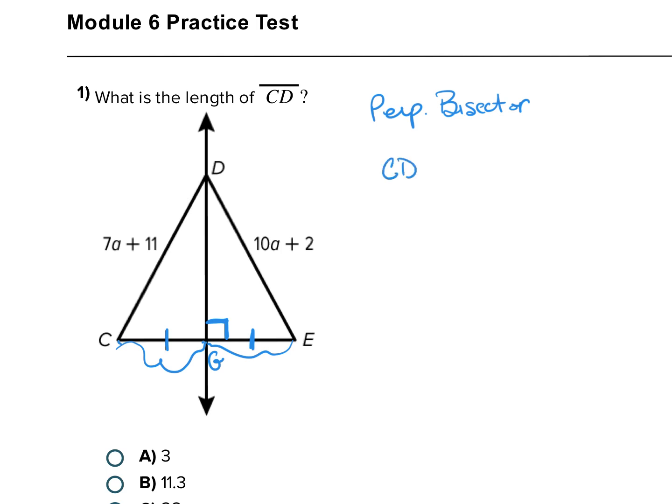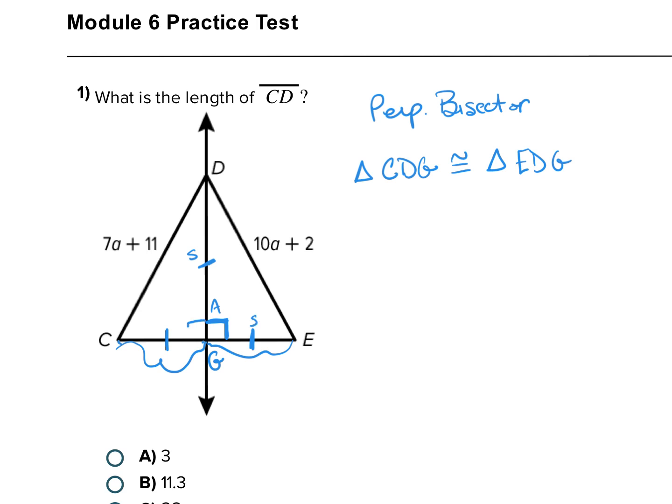Triangle CDG has line DG in common. It's a side that they share. So I know that these two triangles, CDG and EDG, are congruent because both triangles have side, angle, side.